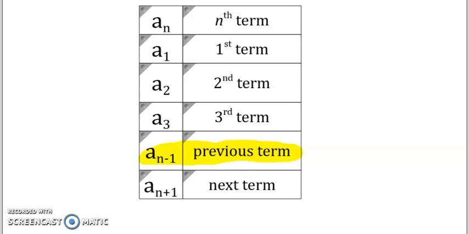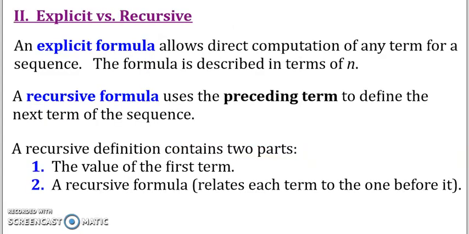All right, let's continue our vocab adventure, shall we? Again, if you need to pause, please do. There are going to be 2 different ways to write formulas for getting our sequence terms. First is an explicit formula, and this allows direct computation of any term for a sequence. If I want to figure out the 70th term, I could just plug a 70 into a formula, and it would spit out the 70th term in that sequence. Explicit form is great because we can figure out any individual term without having to know much else.